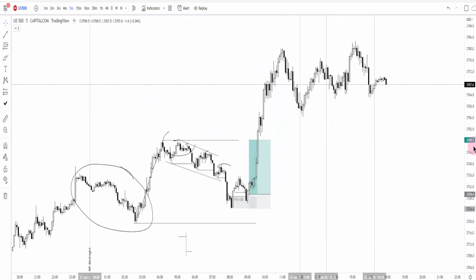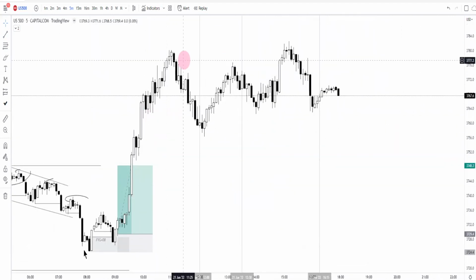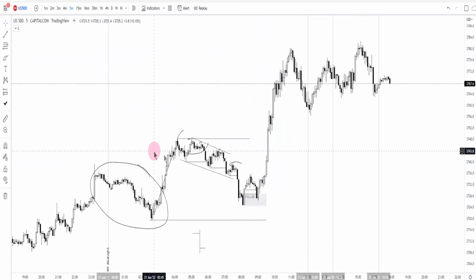Now, moving forward, if you were to miss that, now you want to see, well, what happens through the PM session and where can I capitalize from it? Well, let's take a look at what price does. We'll delete all of this.